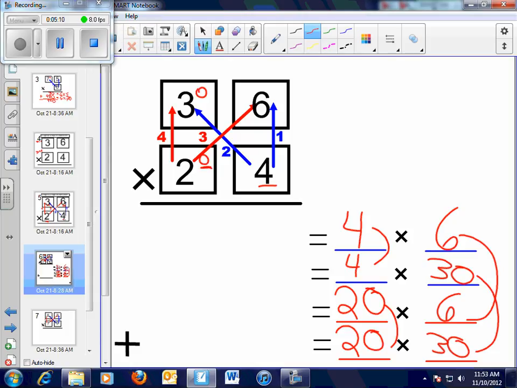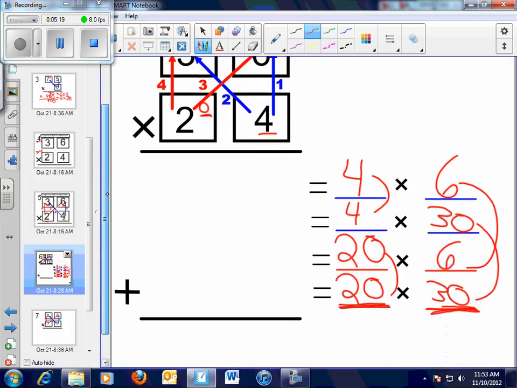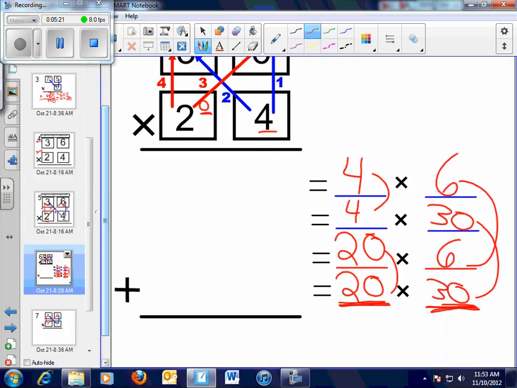The other thing to keep in mind here is that their largest product will always be the last one, because that's where they're multiplying their tens digit by their tens digit. So now, again, it's important to line up our products. 6 times 4, or 4 times 6, is 24.